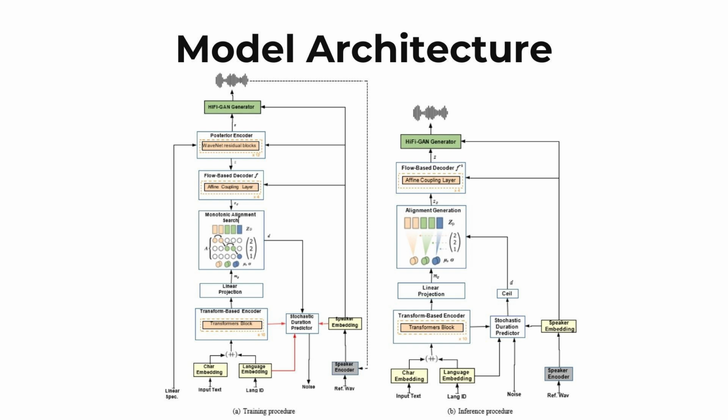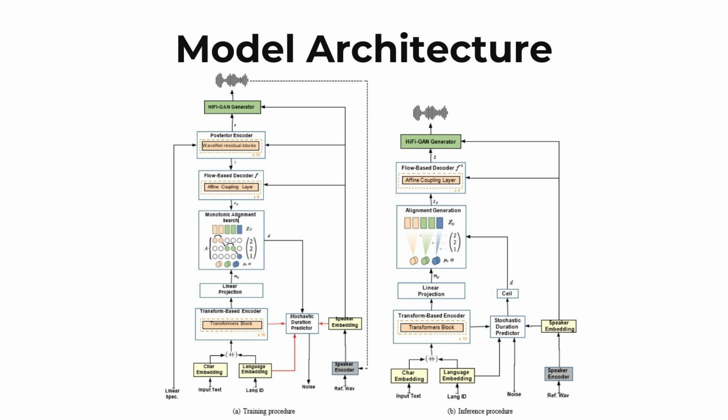Now another important part is our stochastic duration predictor, which learns the rhythm of the speech. Basically, how long each phoneme or character should last. During training, it learns from the real audio, but during inference we don't have the real audio. So it samples durations from random noise through an inverse transformation, and this randomness helps to create more natural variations in rhythm, just like how humans speak.